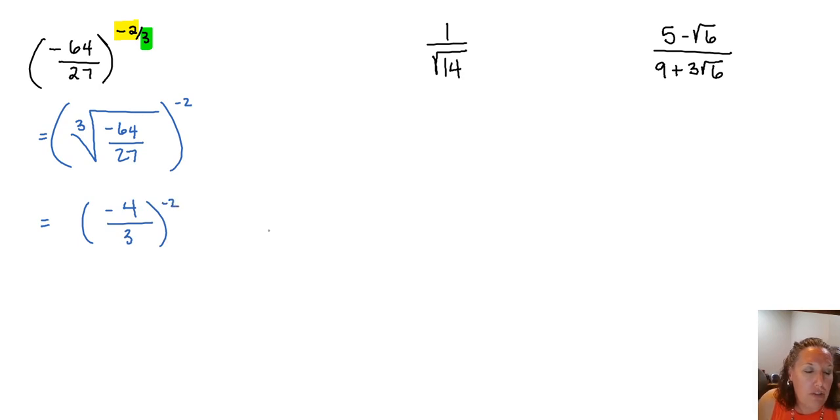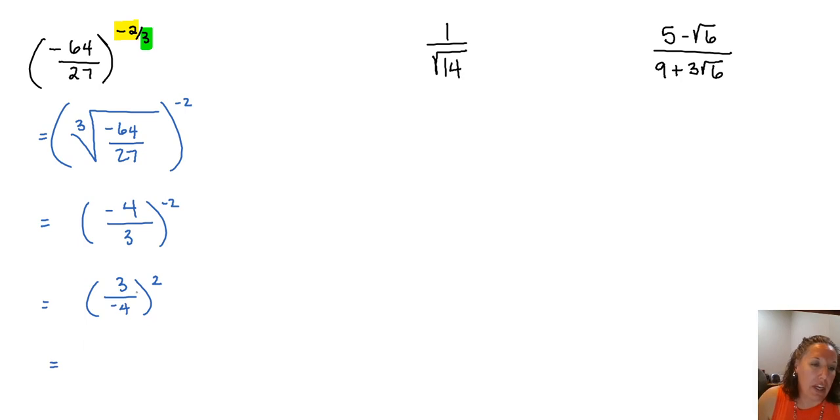We still have that negative 2 power on the outside. Remember, a negative in the exponent means that we're going to flip our fraction, put everything that's in the numerator in the denominator and vice versa. So that negative in the exponent flips this and makes it 3 over negative 4, and now it's raised to the positive 2 power. The negative could go out front, be on the top, or be on the bottom. It doesn't matter. Since it's written with the negative on the 64 from the beginning, I'll keep it there.